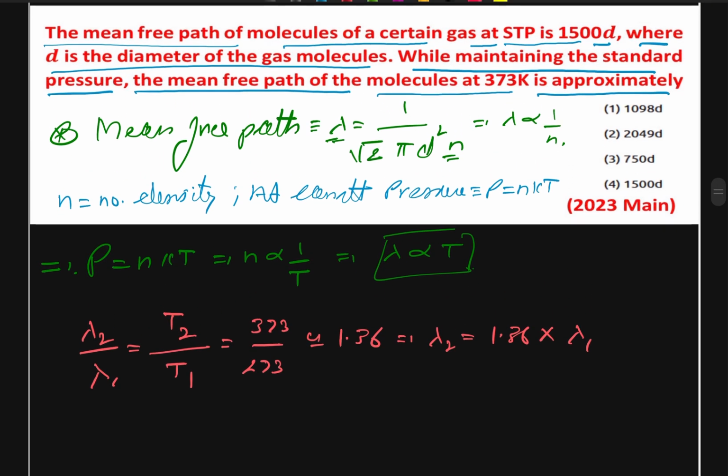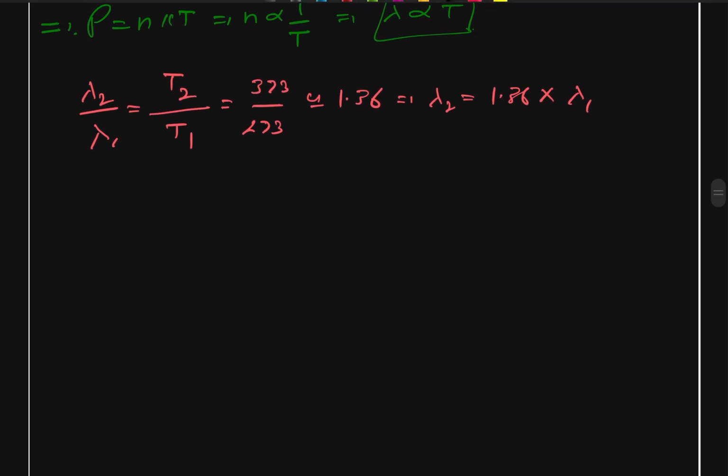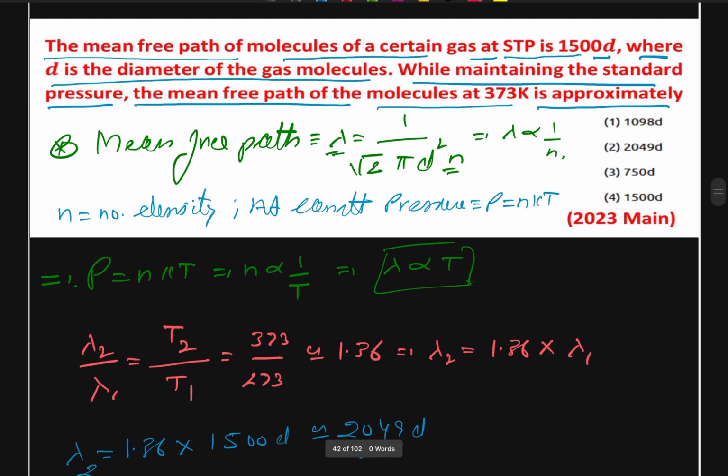And lambda 1 is given to us. Therefore we can say that our lambda 2 is equal to 1.36 times 1500 D, and this approximately will be equal to 2049 times D. So option number 2 is correct.